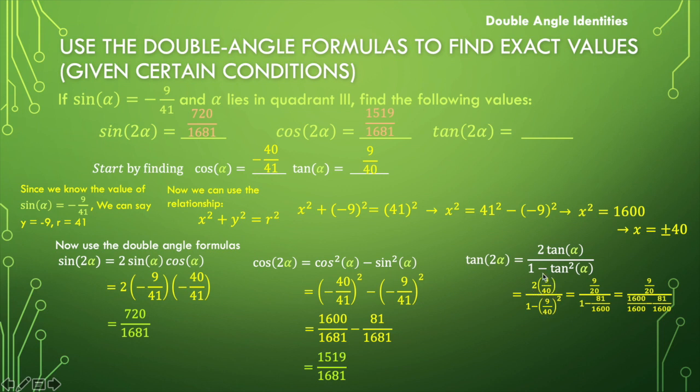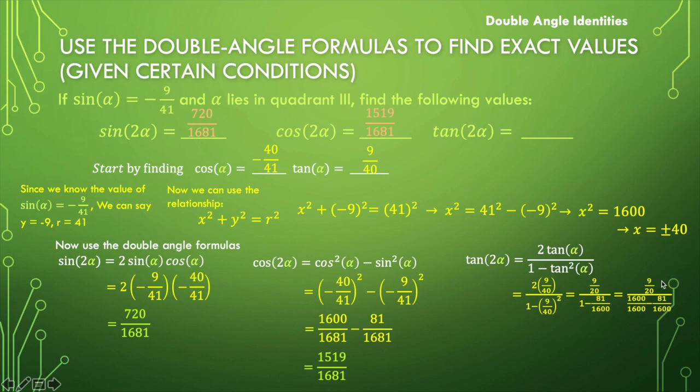Now let's simplify things. If I multiply this out, I can take this 2 and 40 and simplify that as 1 and 20, so this becomes 9 over 20. And then here we have 1 minus, if I square this thing, it's 9 times 9 over 40 times 40, or 81 over 1600. Making a common denominator here of 1600 over 1600, so I could simplify this. Our next step would be to combine these like terms, 1600 minus 81. So I would end up with 1519 over 1600.